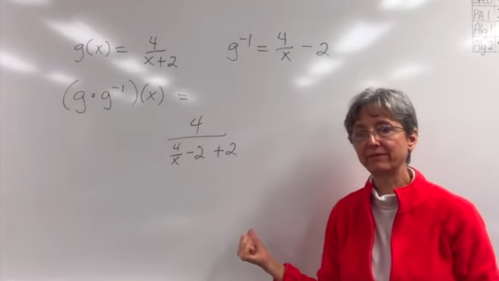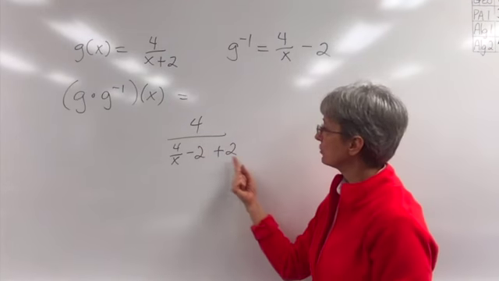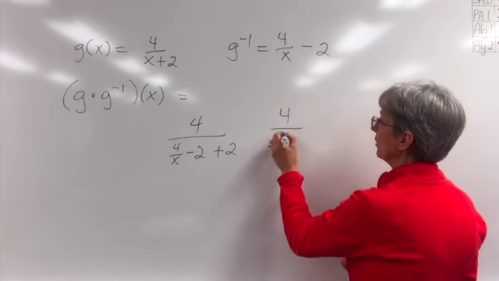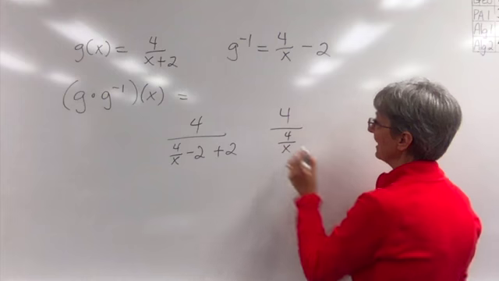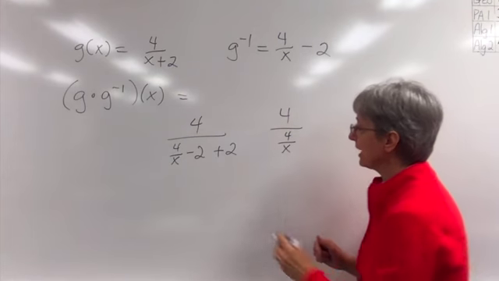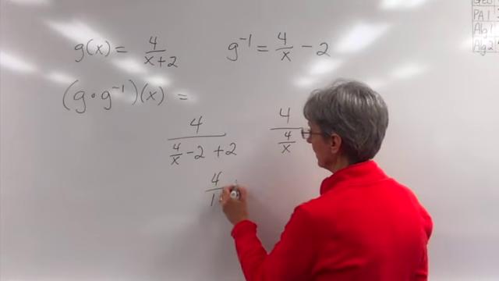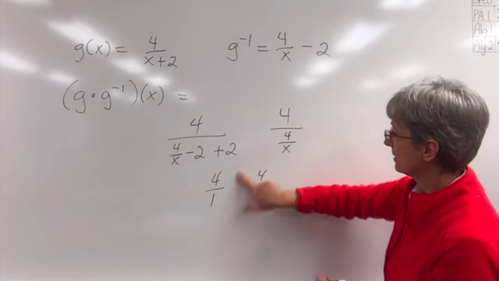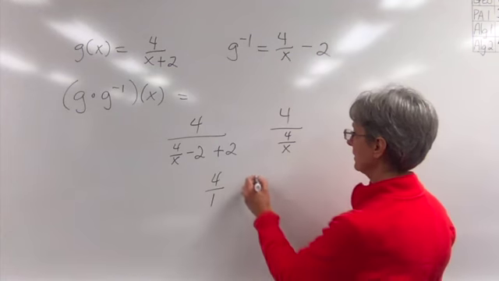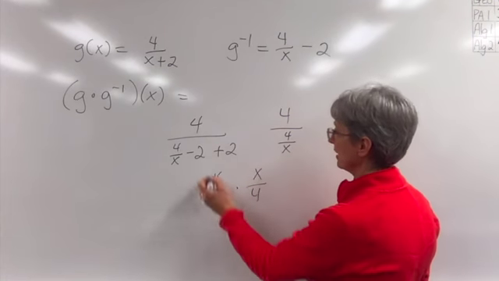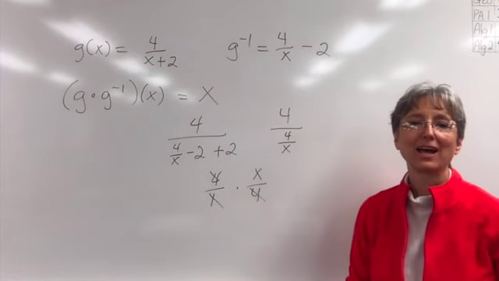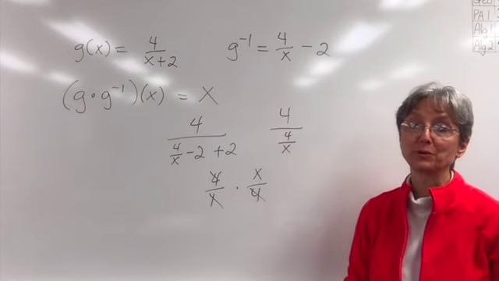And now I'm going to simplify this. Negative 2 plus 2, those cancel out, and I just end up with 4 over 4 over x. So this means 4 over 1 divided by 4 over x. Remember, when you divide, this becomes multiply: x over 4. These cancel out. What do you know? I'm left with x. That's super cool.